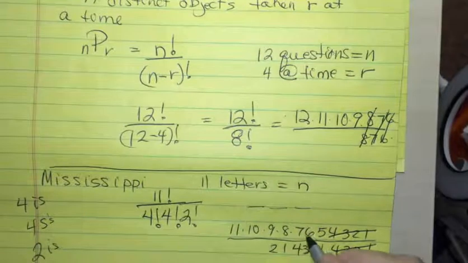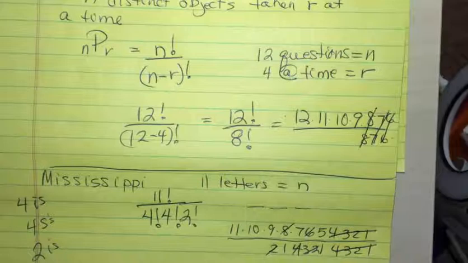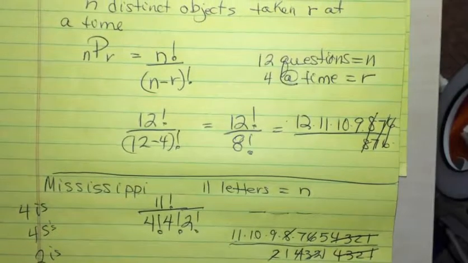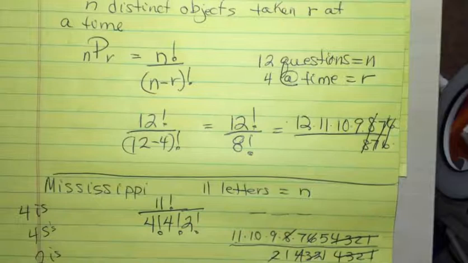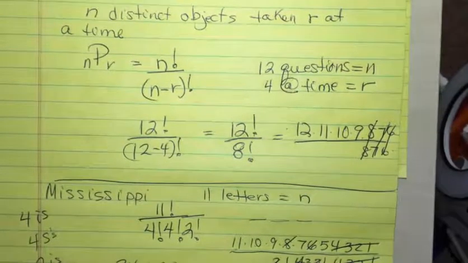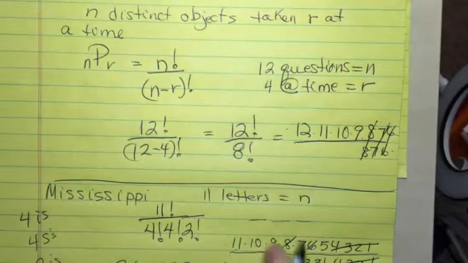3 and 2 cancel with my 6. 2 and 4 cancel with my 8. And that cancels everything out. And so then I can multiply what I have left over. You could also put that in your calculator and it should be able to do it for you. Your answer should be 34,650 possible ways to order those letters.